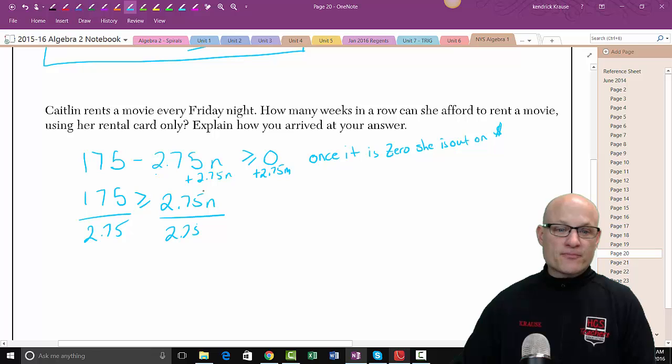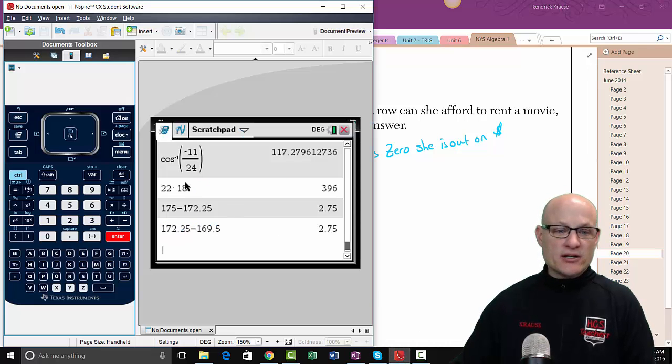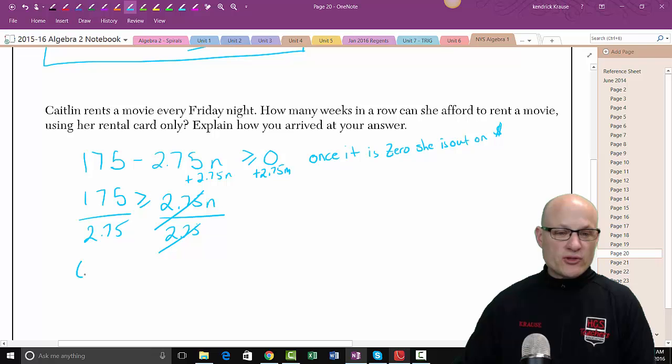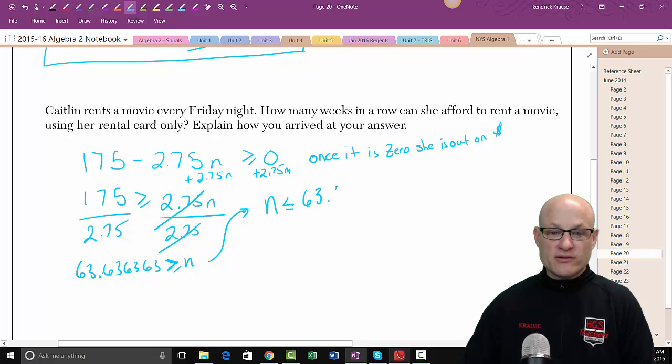So I take 175 and divide it by 2.75, and I think it's 63.63, whatever, greater than or equal to N. I don't like the way this looks, so I'm going to rewrite it and say N. Now notice the little pointy parts pointing towards the end, so make sure you do that when you flip the whole thing around. N is less than or equal to 63.63.